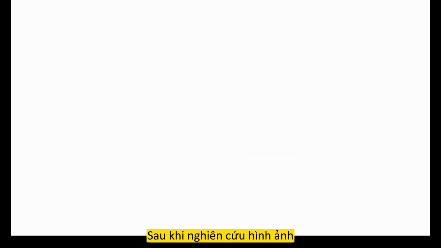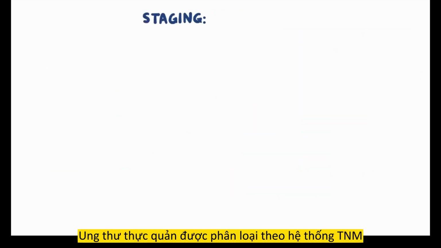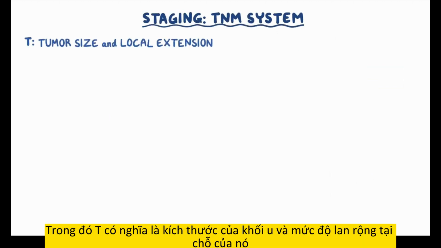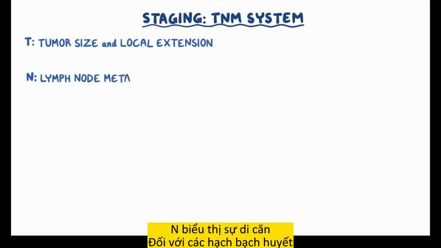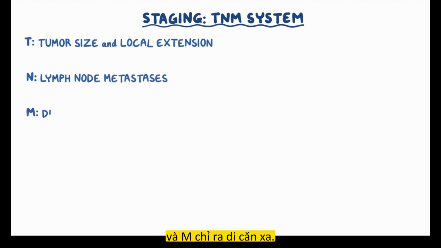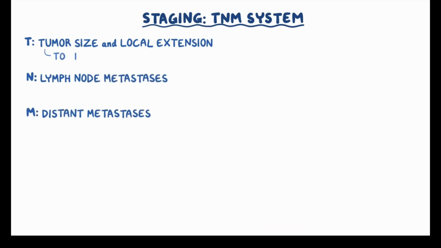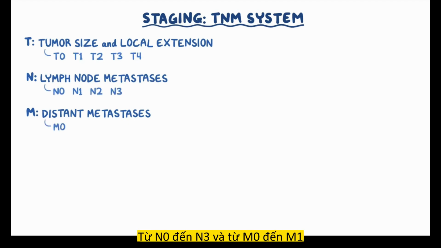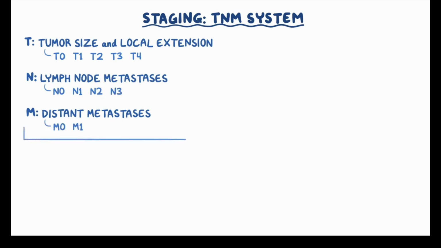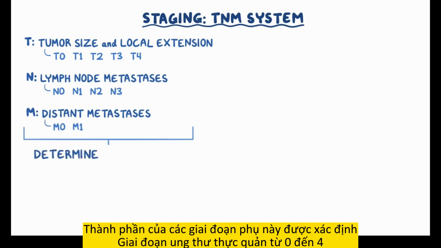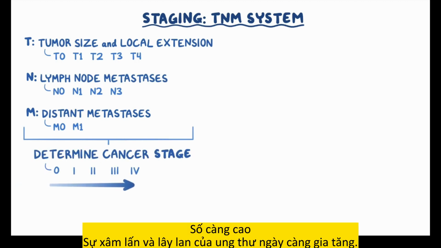Following imaging studies, esophageal cancer is staged according to the TNM system, where T means tumor size and local extension, N stands for lymph node metastases, and M stands for distant metastases. Each of these categories has substages, so from T0 to T4, from N0 to N3, and M0 to M1. And the combinations of these substages determine the esophageal cancer stage, from 0 to 4. And the higher the number, the more the cancer has invaded and spread.